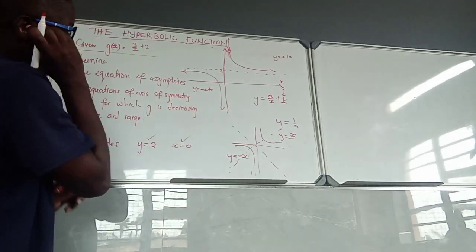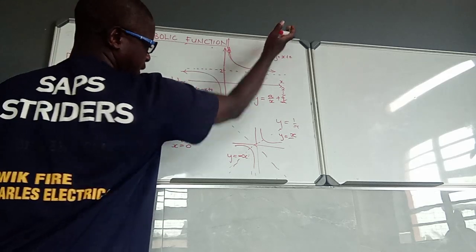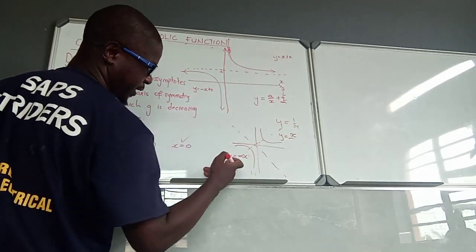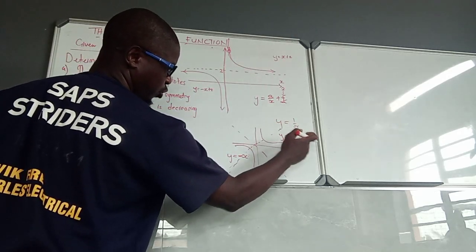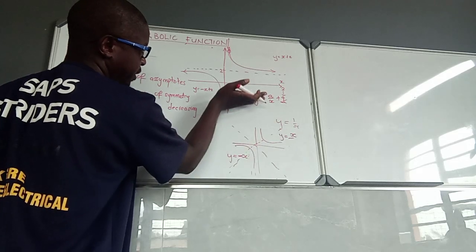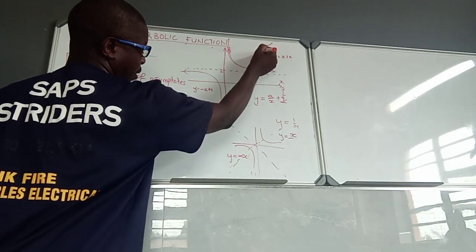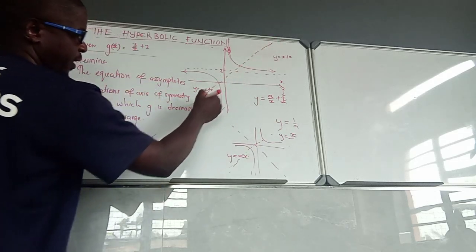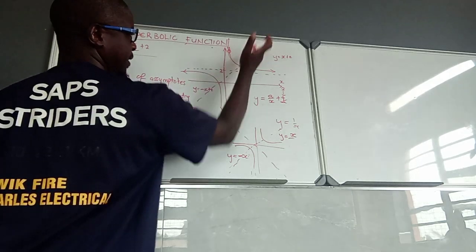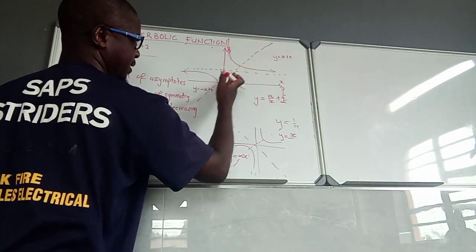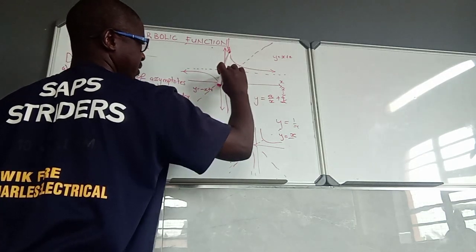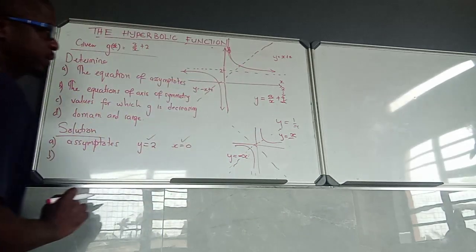So when we say y is equal to x plus 2, it means we are looking at this one, x plus 2. Plus 2 means we're shifting it upwards. So our axis of symmetry is this line here, which is y is equal to x plus 2 units up, because this graph has been shifted 2 units upwards.